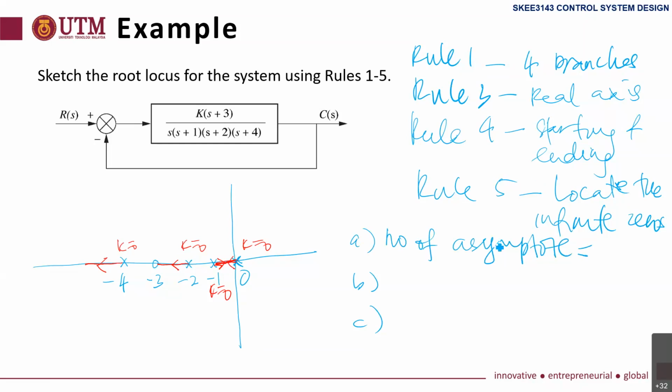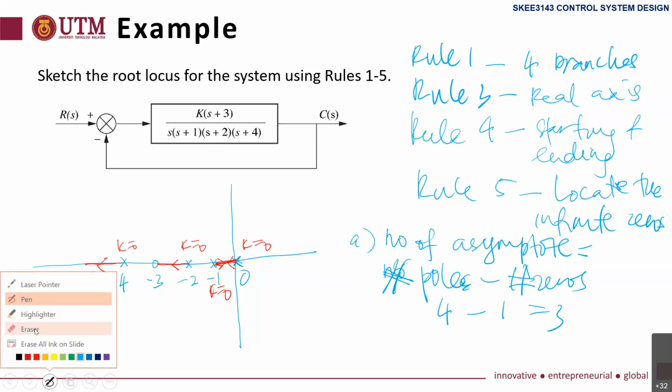It is equal to the number of poles minus the number of zeros. That means 4 minus 1 equals 3. There will be 3 asymptotes. We will see what the asymptotes look like.